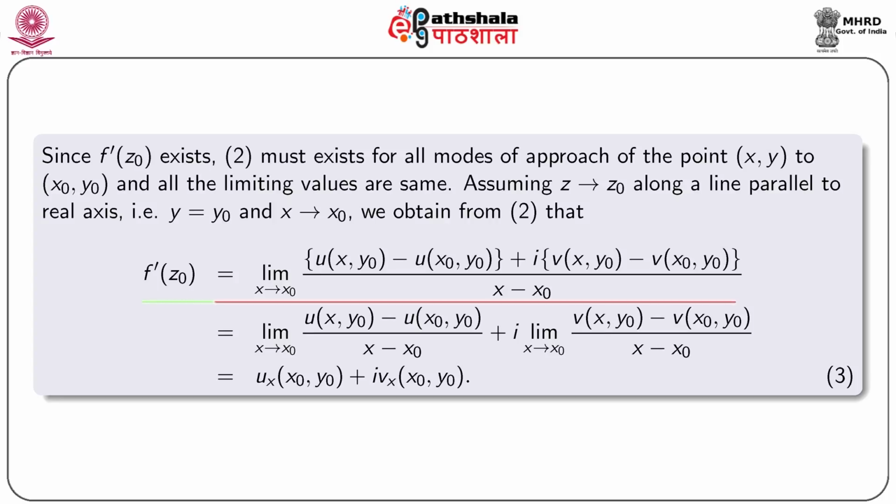limit x tending to x0 of [u(x, y0) minus u(x0, y0) plus i into (v(x, y0) minus v(x0, y0))] by (x minus x0), and that is equal to limit x tending to x0 of [u(x, y0) minus u(x0, y0)] by (x minus x0) plus i into limit x tending to x0 of [v(x, y0) minus v(x0, y0)] by (x minus x0), and this is equal to the partial derivative of u with respect to x at the point (x0, y0) plus i into the partial derivative of v with respect to x at the point (x0, y0). This is equation number 3.